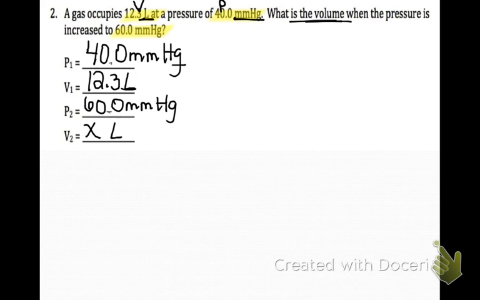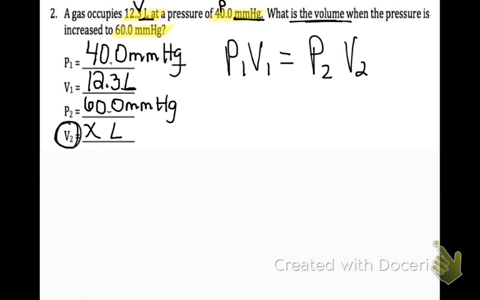So let's go back to the formula. We know that we have P1 V1 is equal to P2 V2. So we're going to rearrange this equation so I get V2 all by itself. So I want V2 is equal to P1 V1 over P2.